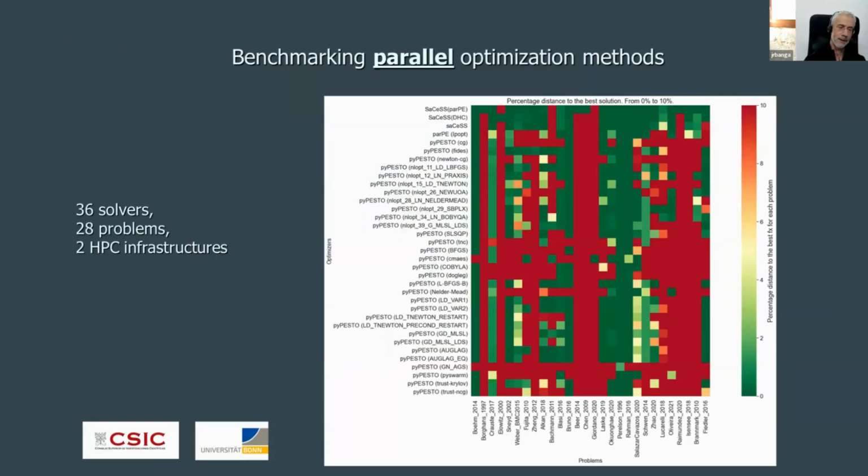In a more recent benchmarking exercise, again with our colleagues from Germany, we compared saCeSS with other parallel optimization methods. You can see that we compared it with 35 other solvers on 28 very difficult problems using 2 different supercomputing infrastructures. And again, saCeSS and some saCeSS variants here at the top were the best performers.